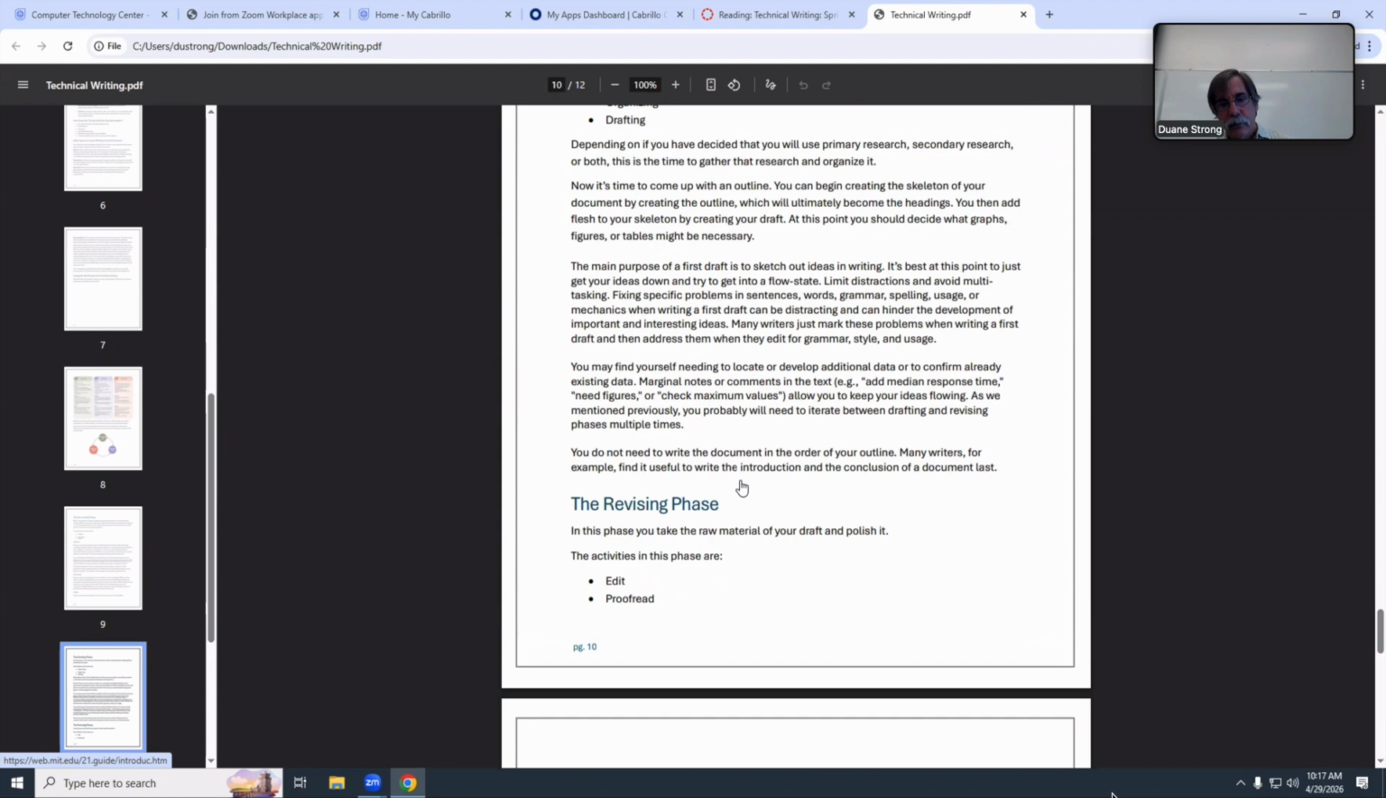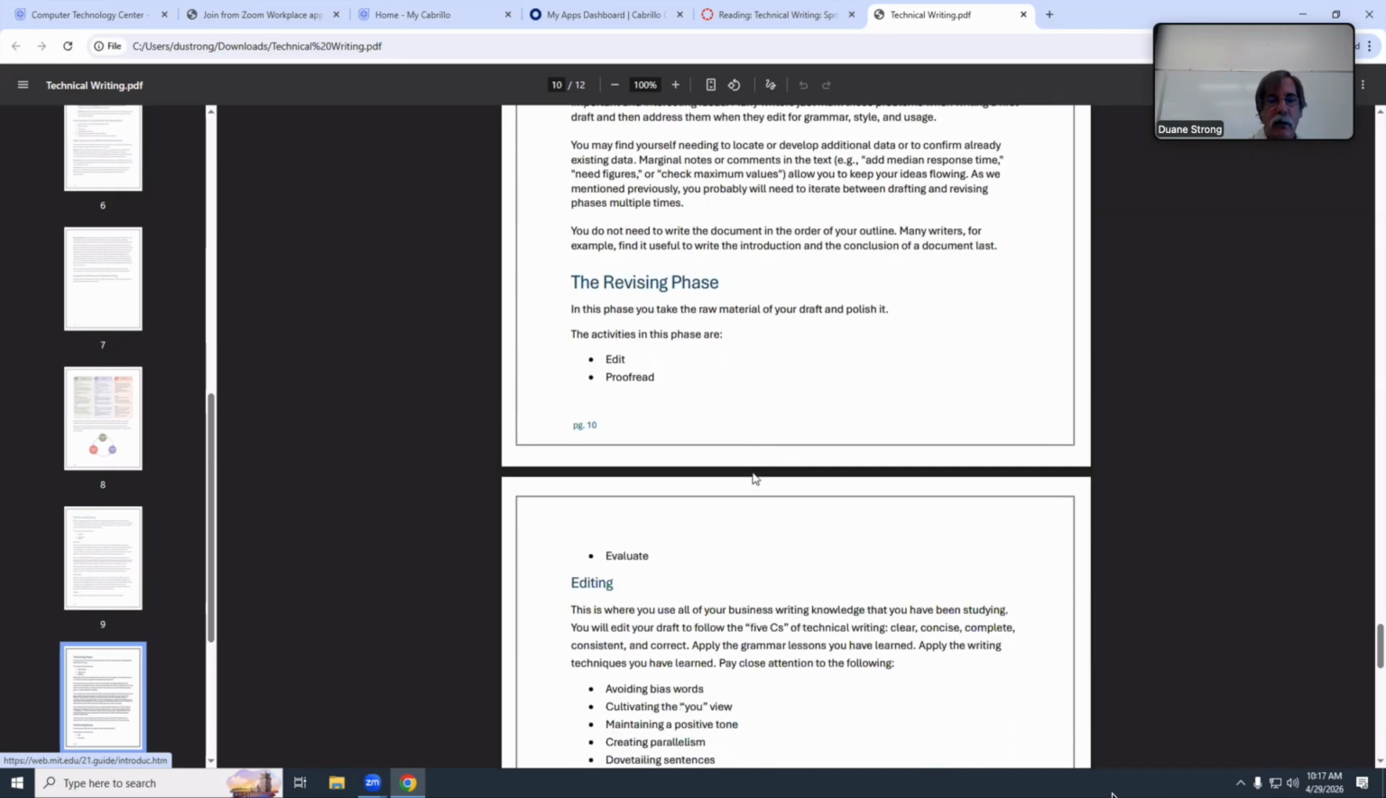And as I mentioned above, you're going to iterate between drafting and revising phases probably multiple times. I also mentioned you don't need to write the document in the order of your outline. Most people don't write the introduction and the conclusion first. They go into the middle and start writing, and once they have the body done, now they know what to say in the conclusion and the introduction. I have a whole module in week 15 that talks about blank page syndrome, when you're looking at the blank page and you just can't get ideas to flow, and some techniques for that.